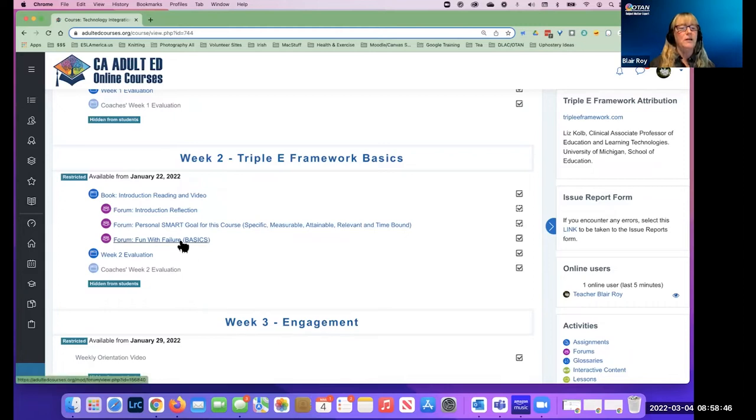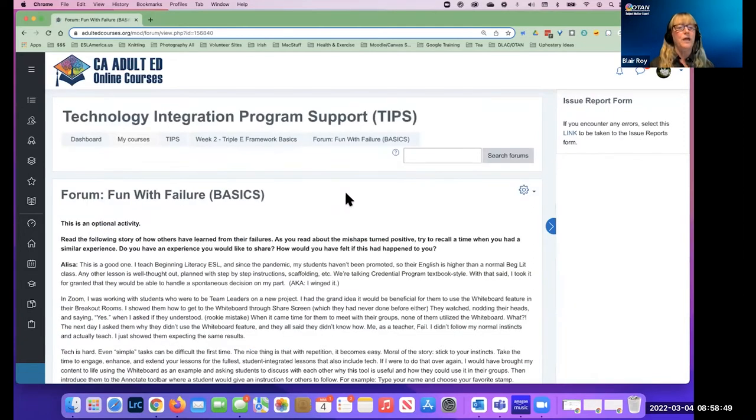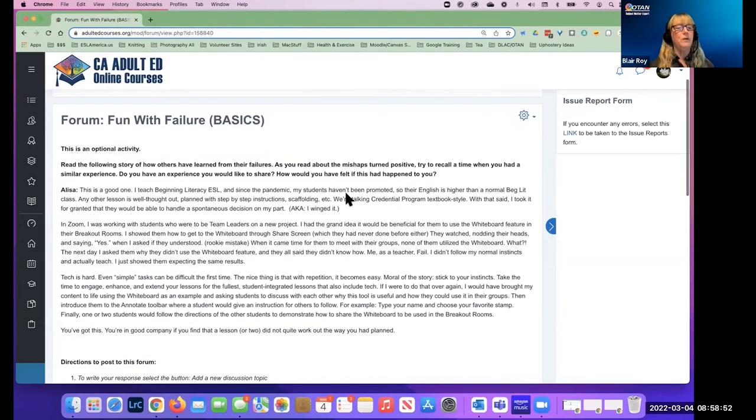And then in each section, we have this fun with failure. We thought it would be really good for the participants to see the coaches. There were six of us that created the course, and we've all been teaching, and we've all had situations where things just didn't go right. The one that I wrote about was, what do you do when you've got this great lesson plan set up and ready to go, and you're going to be on the computers that day, and the electricity goes out? So just being ready for plan B, plan C, and maybe even plan D.